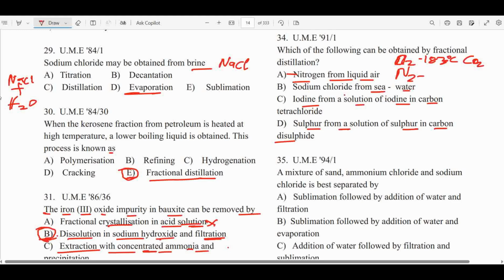And nitrogen has minus 196 degrees Celsius. Carbon dioxide has minus 79 degrees Celsius. So you can see that they have close boiling points, so they can be separated by fractional distillation. So the answer to that question will be A.